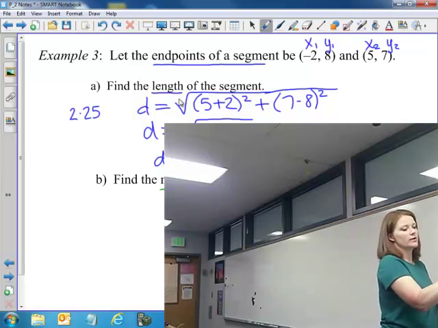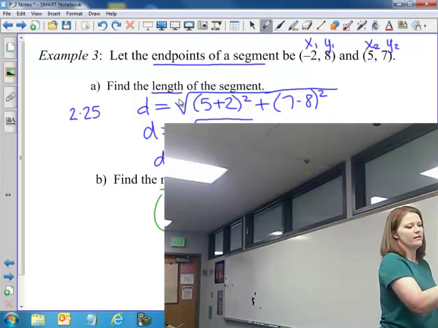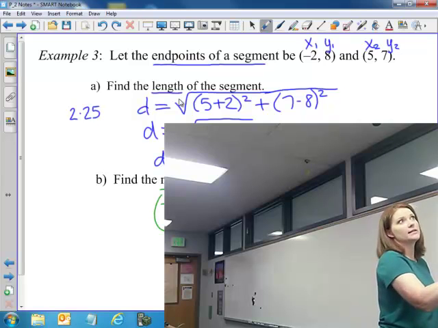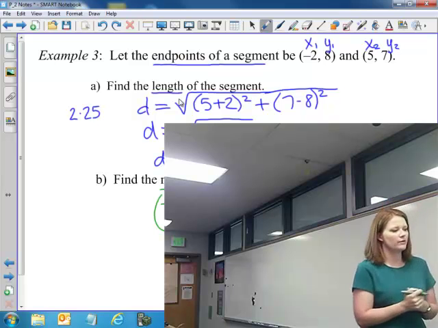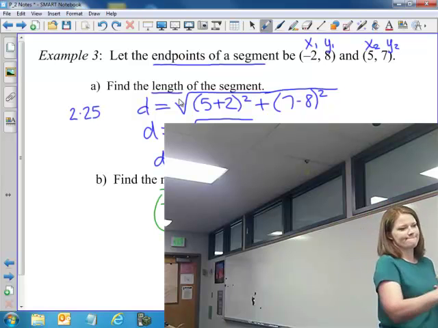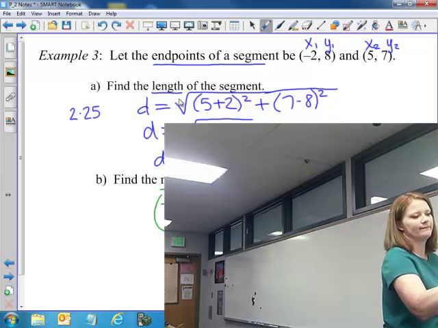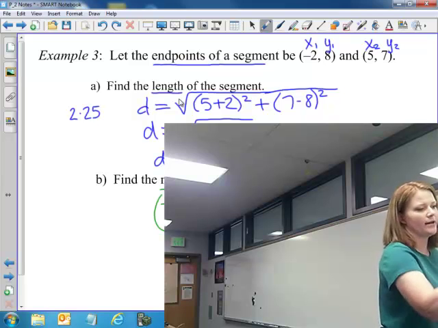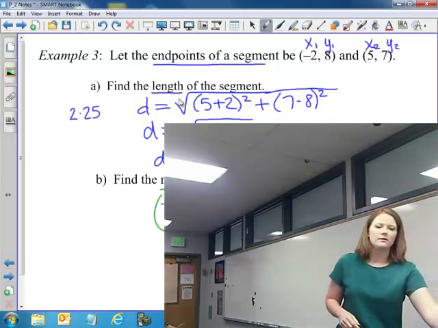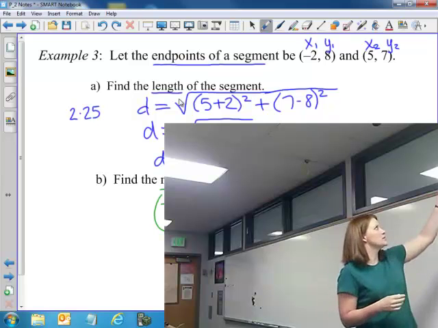Find the midpoint. So this was our average of our x's. So we're going to take a -2 plus a 5, divide it by 2, and we're going to take an 8 plus a 7, average your y's, divided by 2. Little arithmetic. We get 3 halves for the x and 15 halves for the y. Notice we left those as a fraction. Why did we do that? Because fractions are friends.